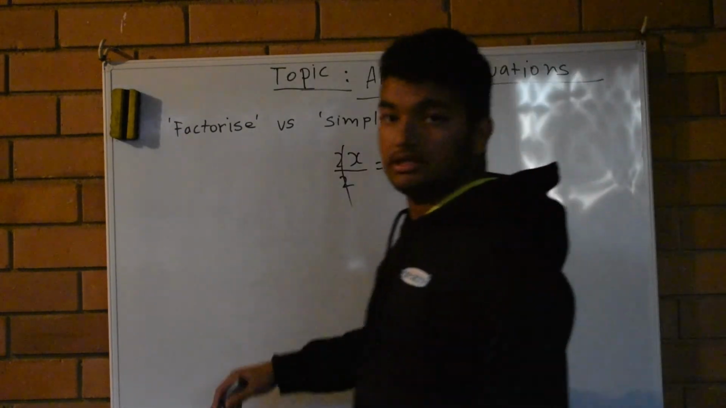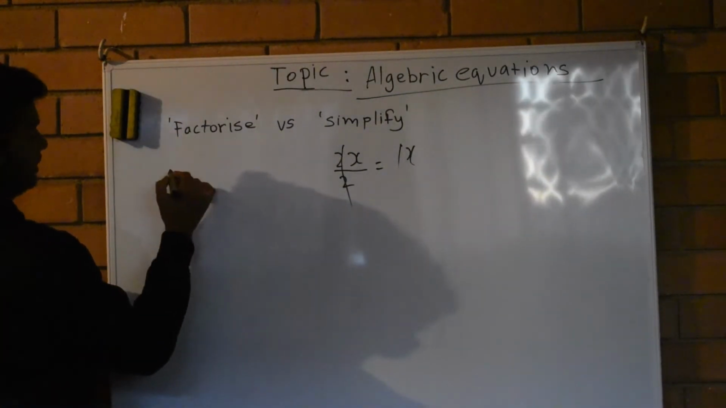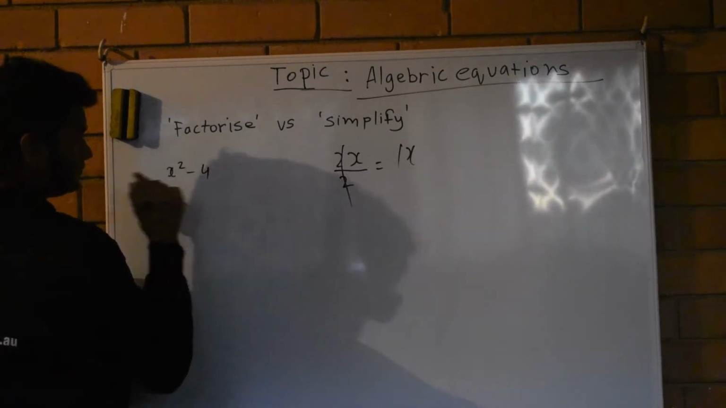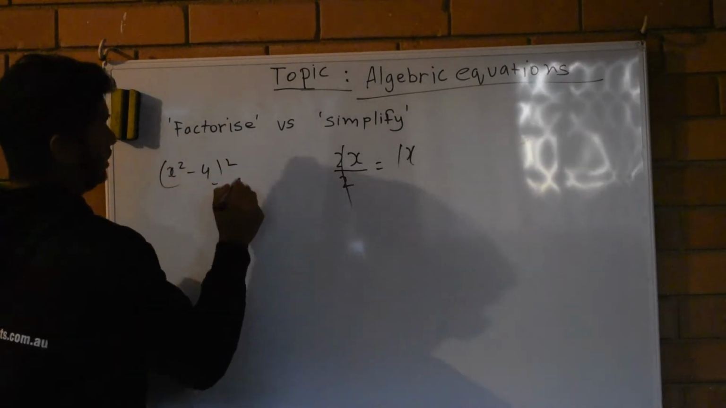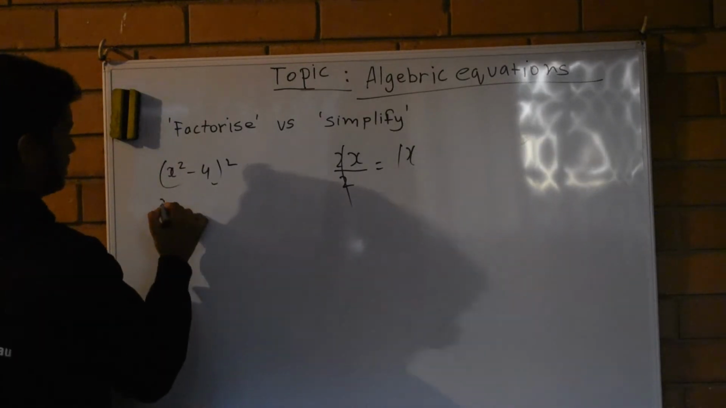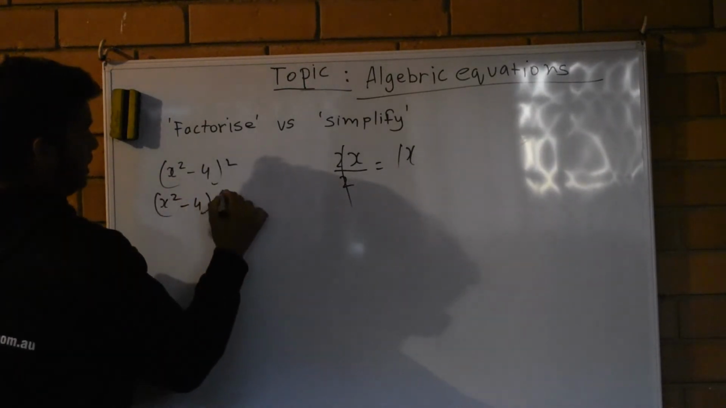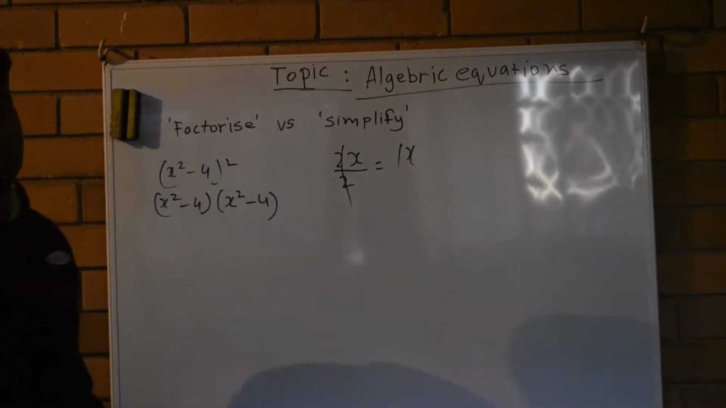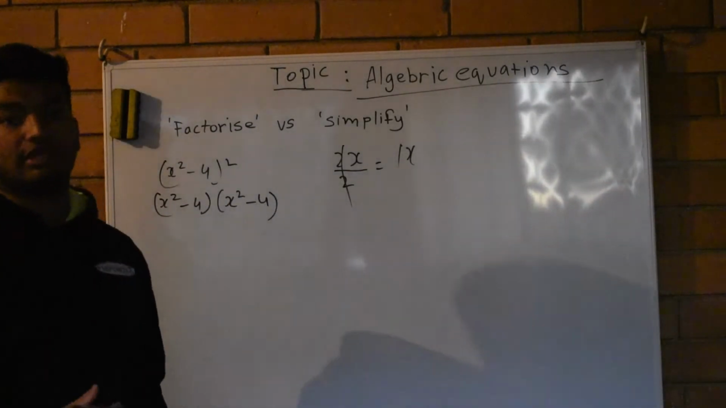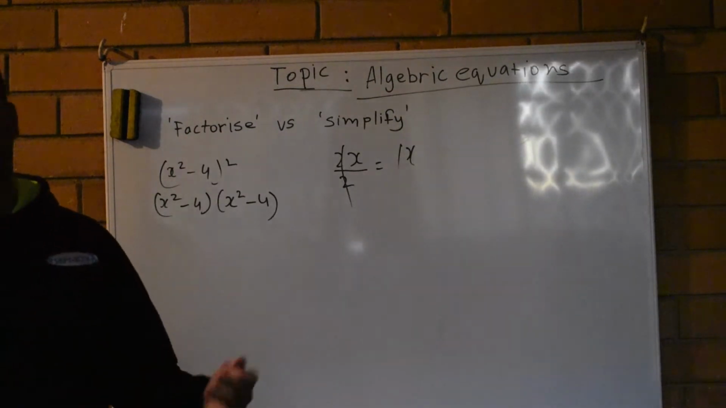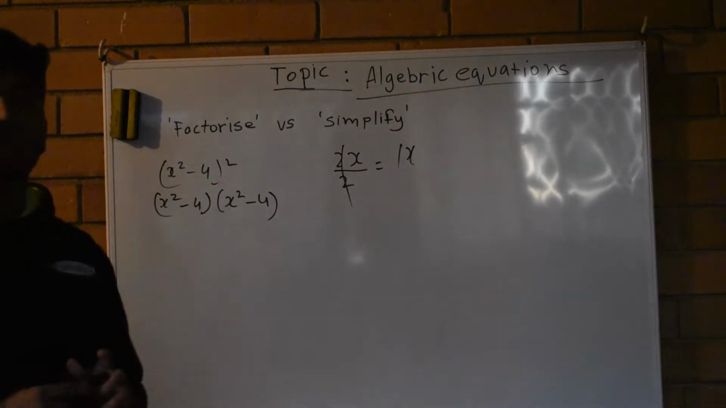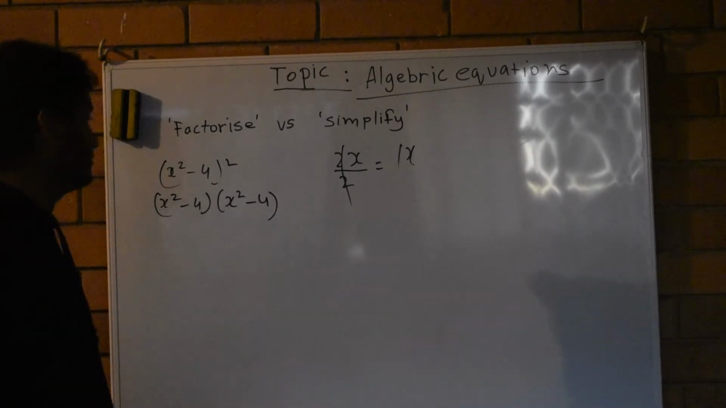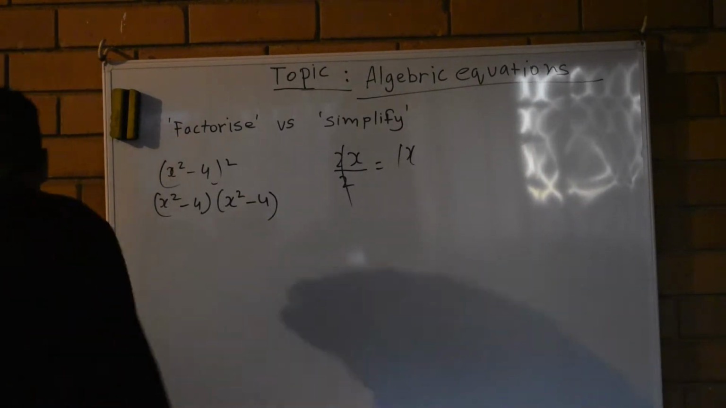And factorise, in another sense, would be if I say x squared minus 4 to the square, we'll just go x squared minus 4 times x squared minus 4. When you expand it out, that's what factorization really means. You're adding more terms to the original question. So that's me trying to help start off with this. Let's do some questions on this.